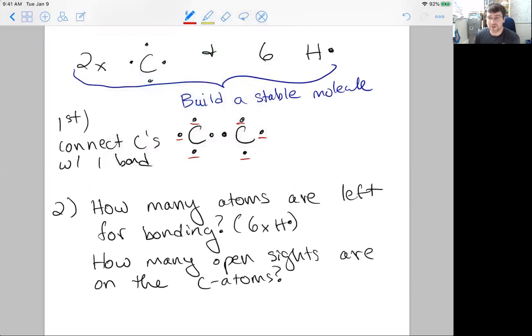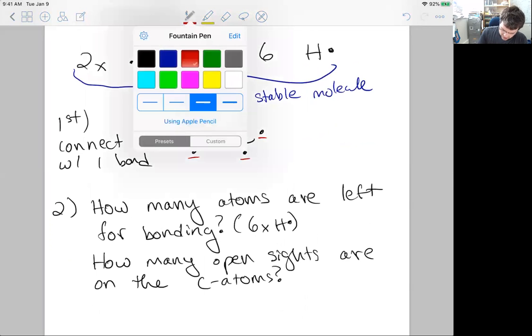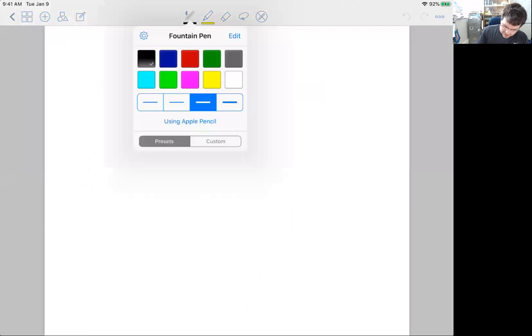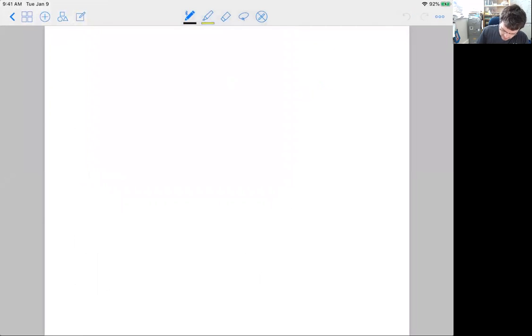Now, why do I call those open sites? Open sites are single unbonded electrons. Remember, electrons like to kind of pair up if they can. And so if there's one electron sitting by itself, it's not paired up, it doesn't have a friend, either from the valence electron of the atom itself or a valence electron of another atom that it can form a covalent bond with.